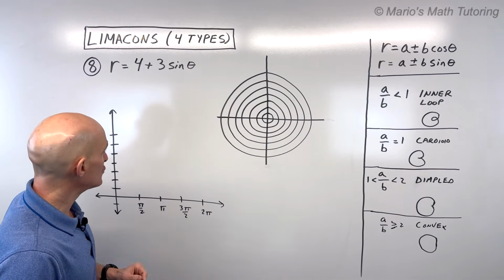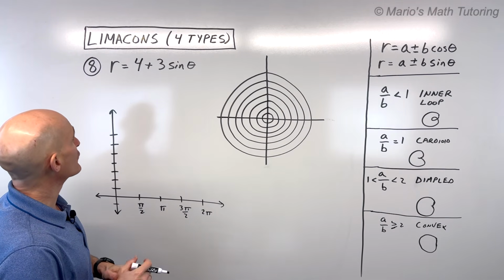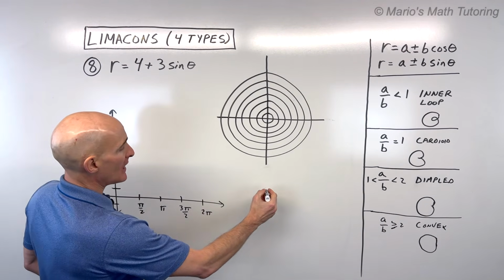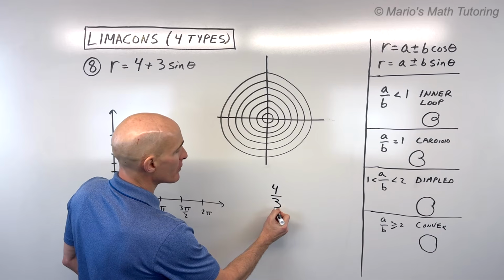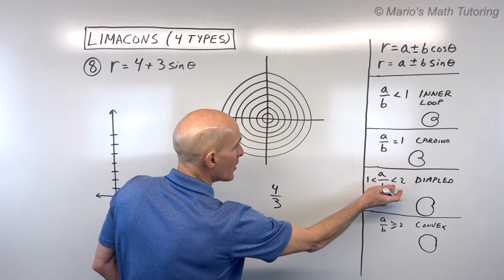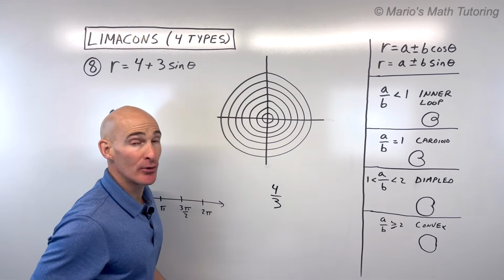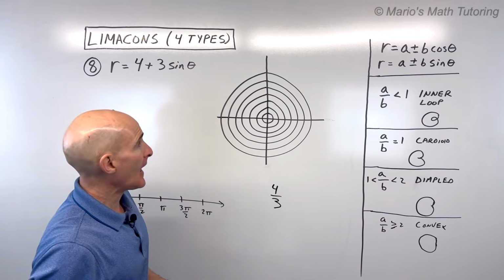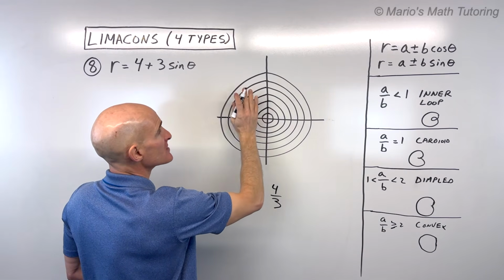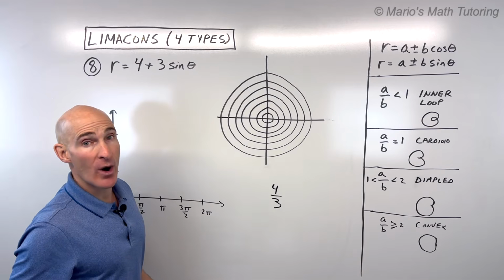And so go ahead and do this last problem. The first thing I would do is I would look at the ratio of A divided by B. So A divided by B, in this case, is 4/3. And 4/3 is 1 1/3. That's in between 1 and 2. So that tells us we're going to have a dimpled Limaçon. And I know that this is in terms of sines, which tells us it's going to be a reflection over this line theta equals pi over 2, or like the y-axis.